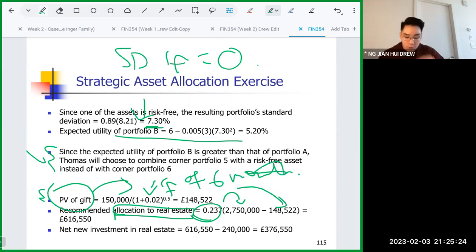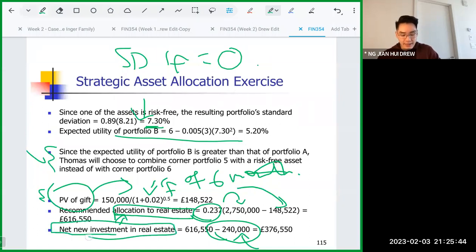Okay. So once you determine your recommended asset allocation to real estate, we need to less off your 240K, because this is what you already currently have in your real estate, in your house, right? Because of your house. So what we need at the end of the day for new investments in real estate is this amount.